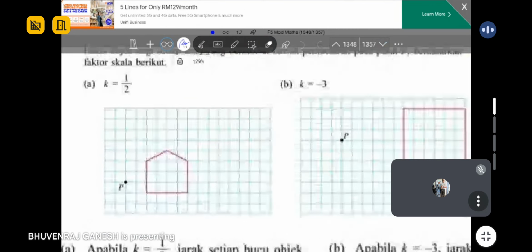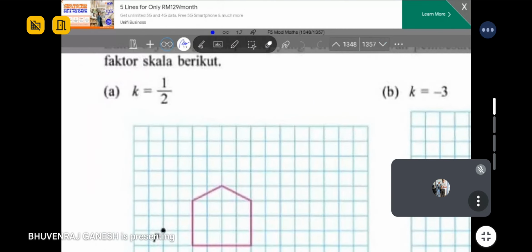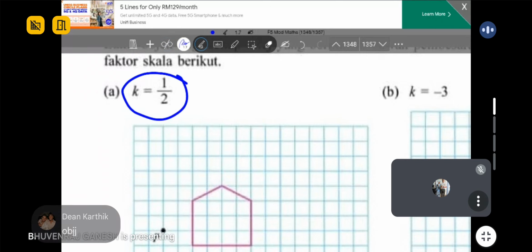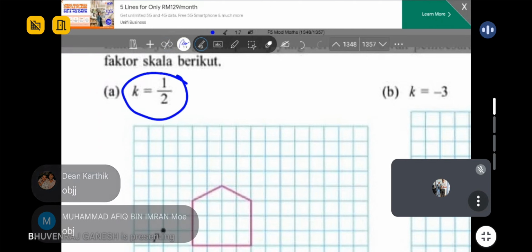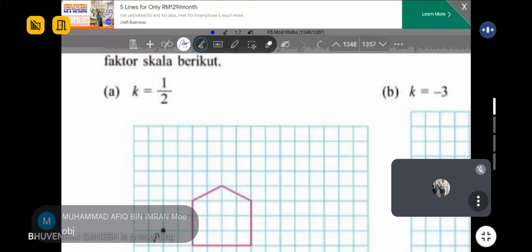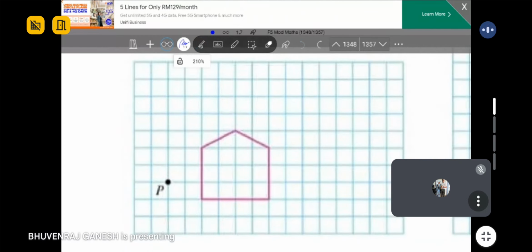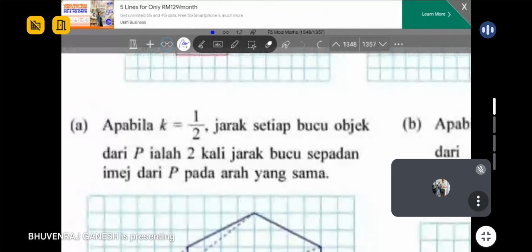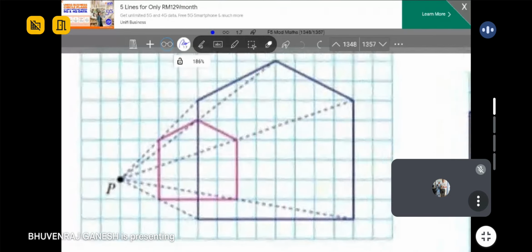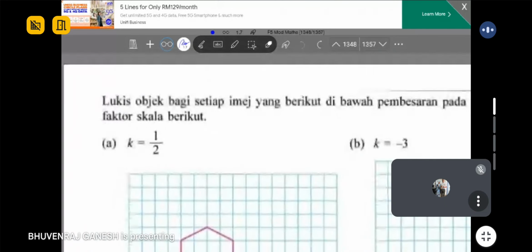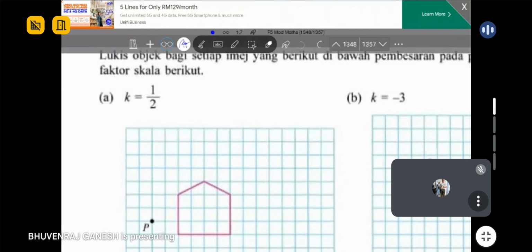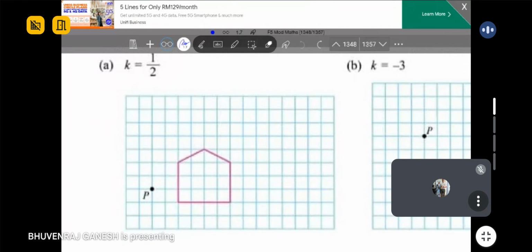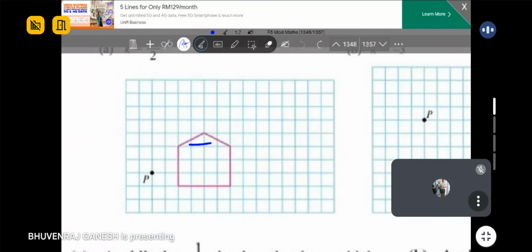Okay, so for this one, another type. If you see half, object or image, mana lebih besar? Yes, object lebih besar. Correct. So yang ni senang. So object, kamu kena lukis lah untuk tahu. You find out. So objek lebih besar. Wait. Oh, this one terbalik. They ask you to lukis the object. Kamu kena lukis object. So you must draw. This one is the image.